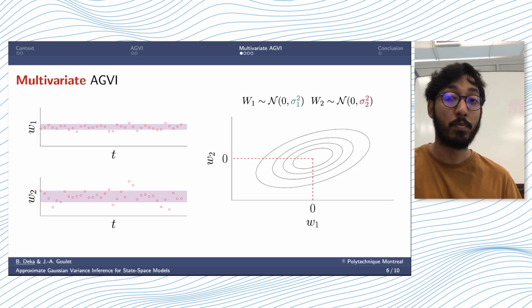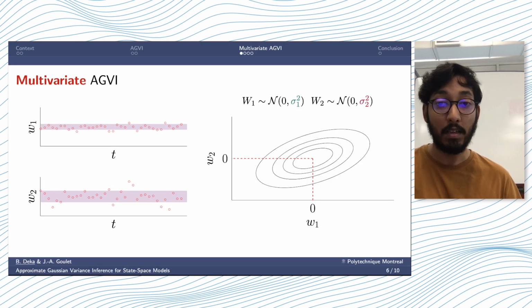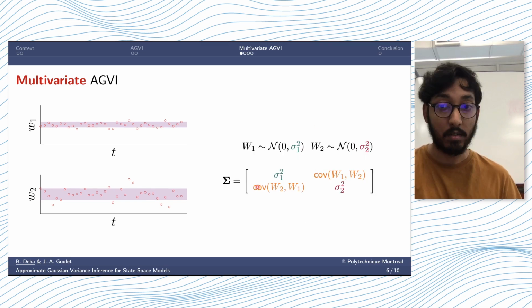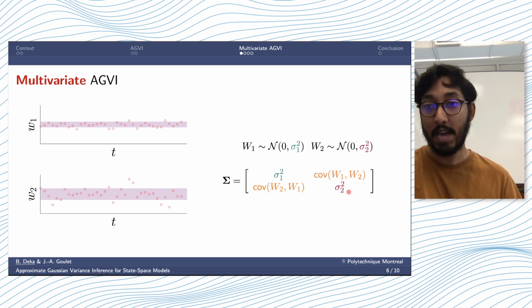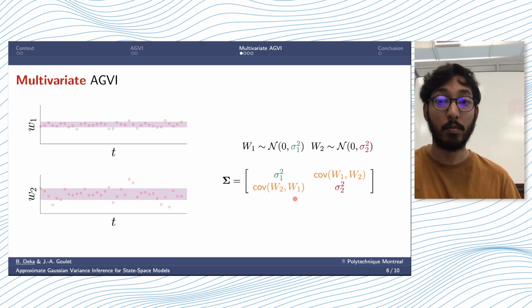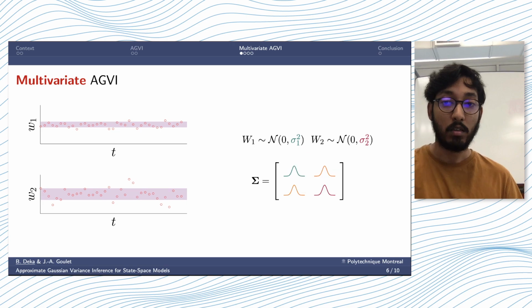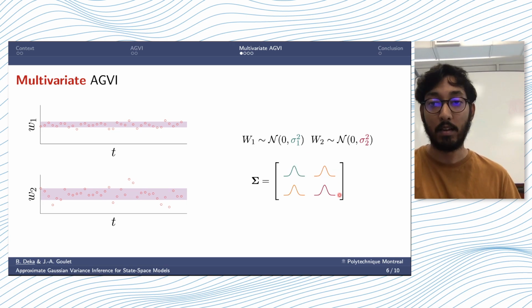But in most practical cases, this might not be the scenario where W1 and W2 might have a correlation and the joint density might look something like that. In that case, the covariance matrix would look something like that, where in the diagonal we have the variance terms and we'll have off diagonal, which are the covariance terms between the W1 and W2. Using AGVI, we can infer the variances as well as this covariance term for the 2x2 matrix.